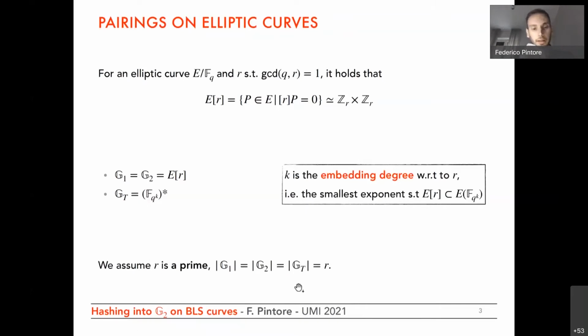For efficiency reasons, it is standard to consider the natural number R as a prime number, and then G1, G2, and GT are prime order groups, and the order is exactly R. So G1 and G2 are two subgroups of order R of an elliptic curve, and we know how many of these subgroups are available since we know the structure of this E[R]. In particular, we have R plus 1 of these subgroups, and G1 and G2 are chosen differently in such a way that the pairing does not always output 1.